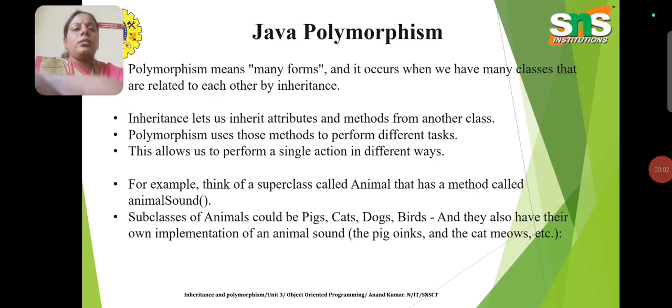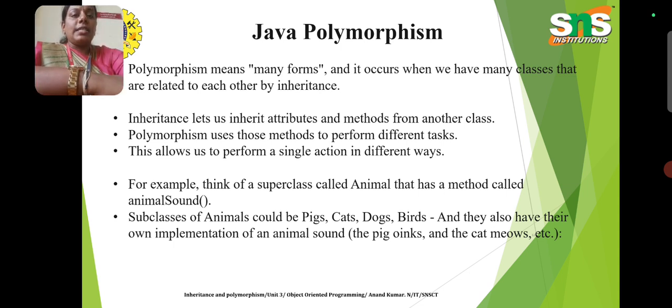Hi all. Today we are going to see the topic about polymorphism. Polymorphism means many forms and it occurs when we have many classes that are related to each other by inheritance. Inheritance lets us inherit attributes and methods from another class. Polymorphism uses those methods to perform different tasks.